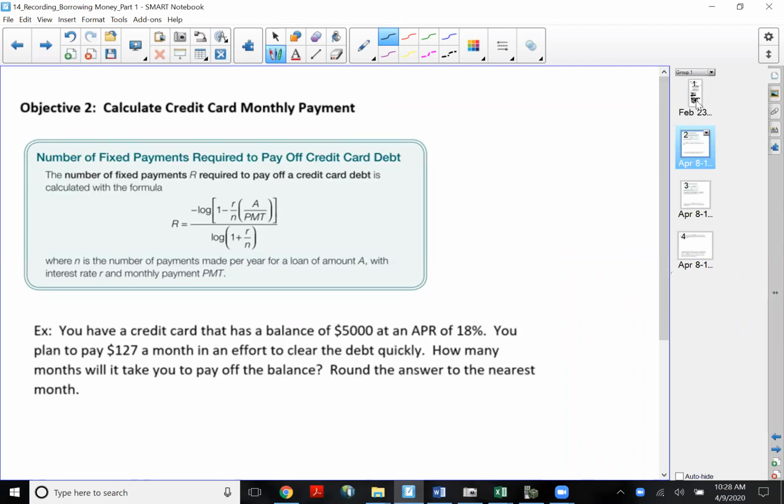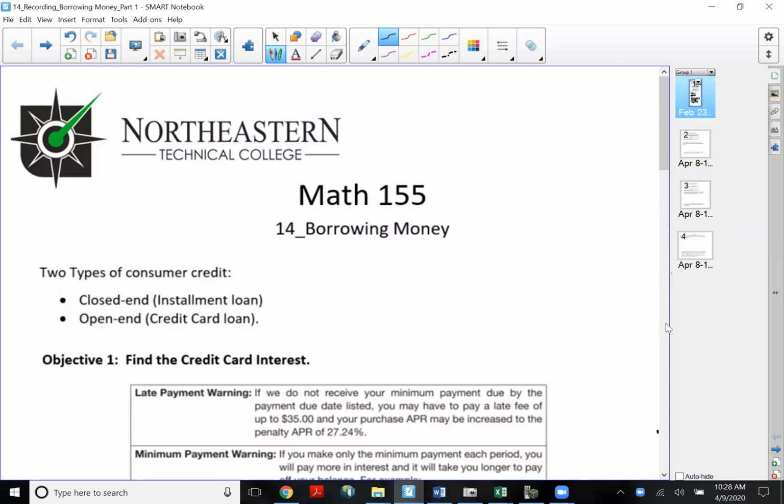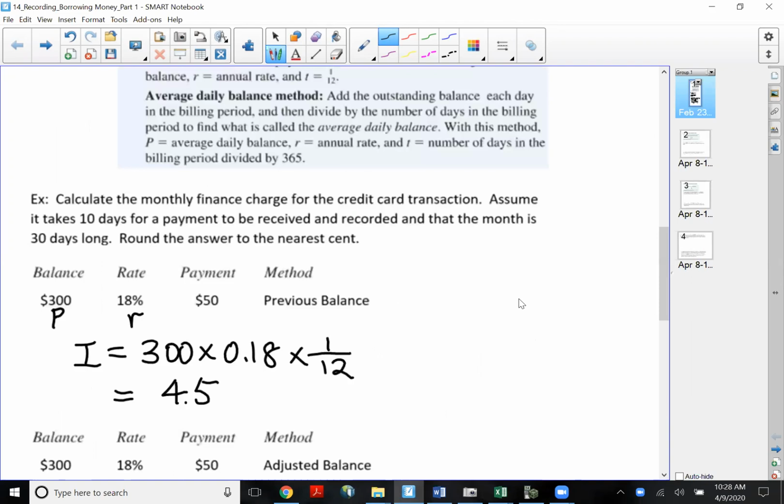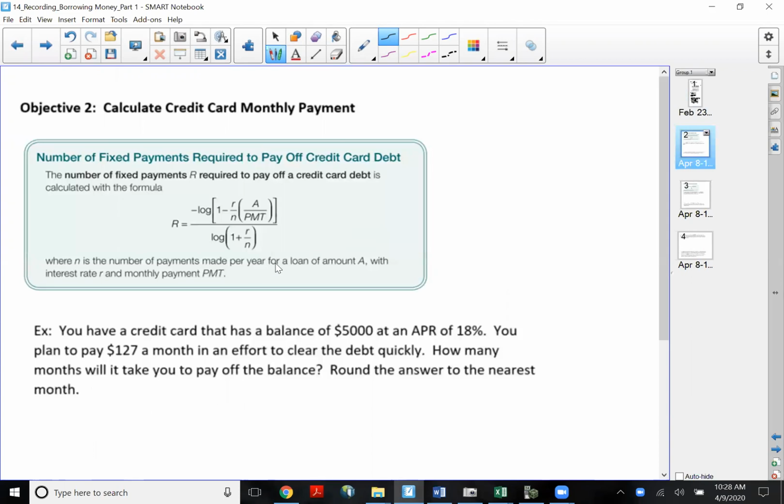Last time I mentioned an estimation of your credit card payment based on 1 to 3% of the principal added on to the interest. So here we have a formula that can actually calculate your monthly payment required to pay off your credit card debt. Let's look at this inside this green box. The number of fixed payments R, so R stands for the number of fixed payments to pay off a credit card debt, is calculated with this formula.